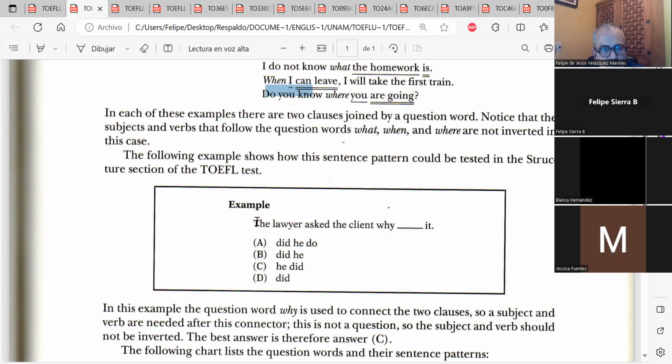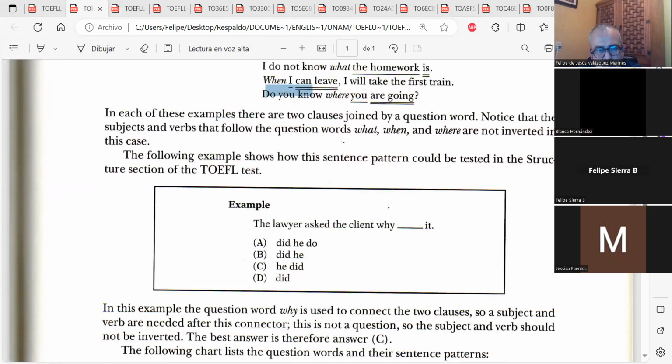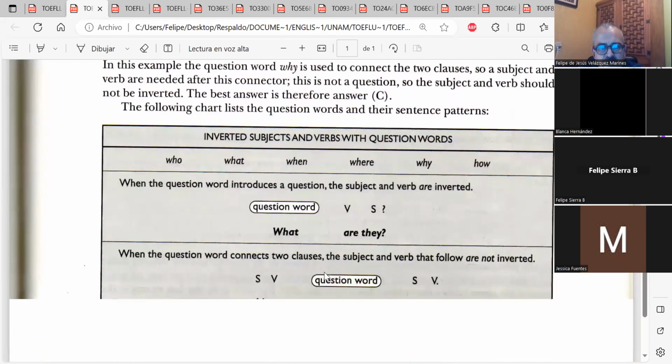Now, Blanca, how would you complete this sentence? The lawyer asked the client why he did it. We don't have a question mark, so this is a subordinate clause after a declarative sentence: main clause, subordinate clause, linker, subject, verb. Why he did it.